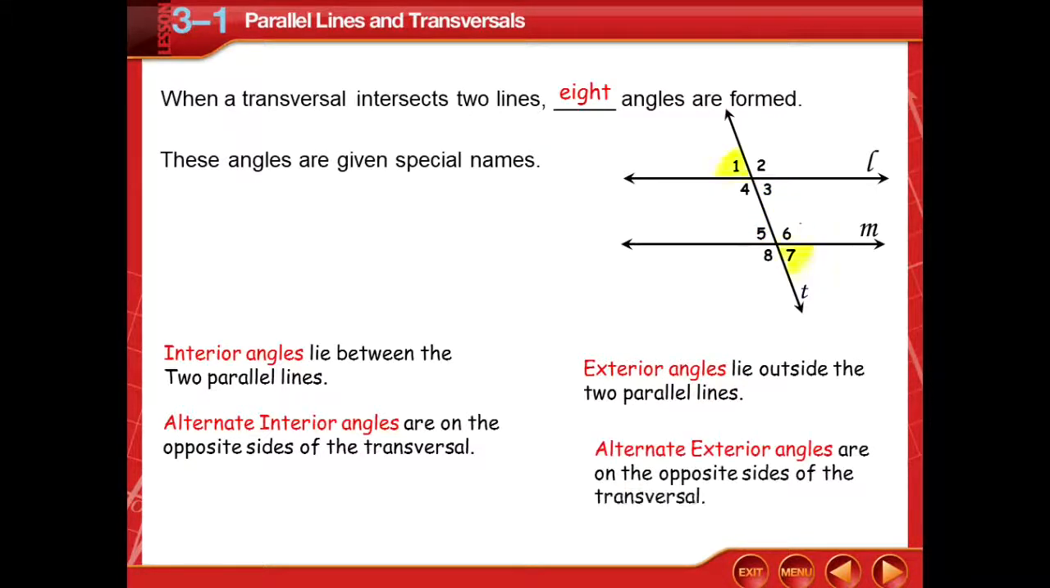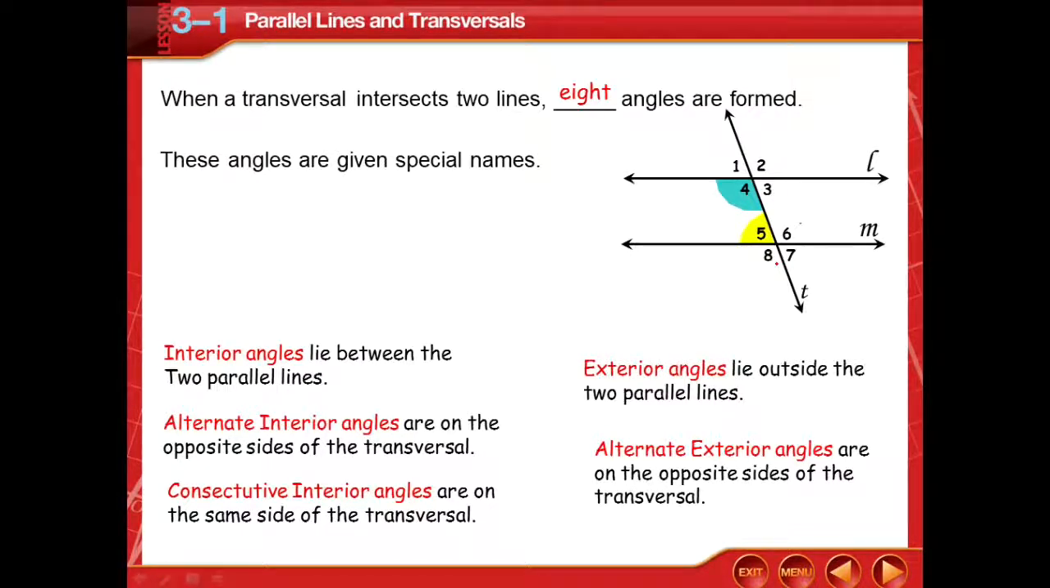This leads us to alternate exterior angles. Alternate exterior angles are on the opposite sides of the transversal. So I have angle 1 and angle 7. They are on opposite sides of the transversal and they are outside of the parallel lines. Angle 1 and angle 7 are alternate exterior angles. I also have angle 2 and angle 8 are alternate exterior angles.